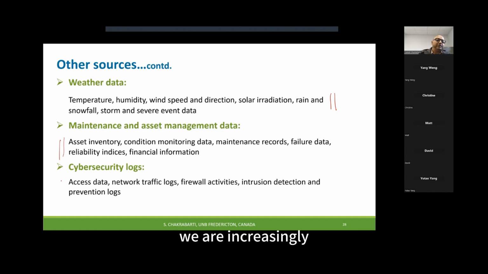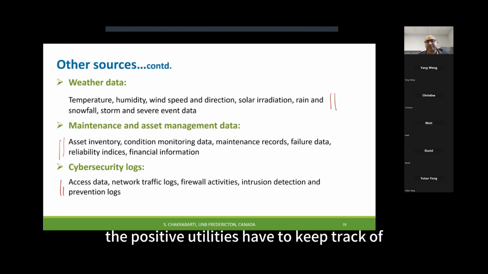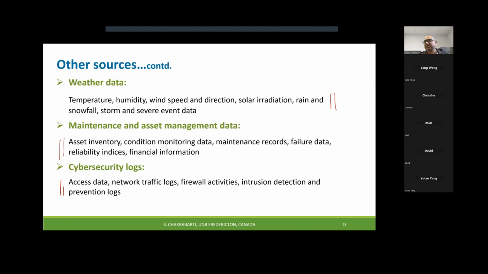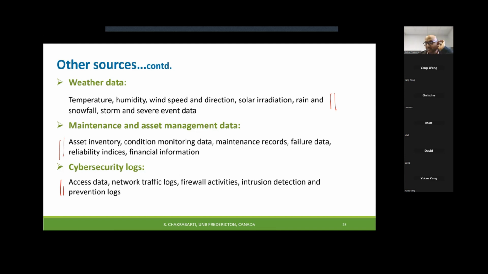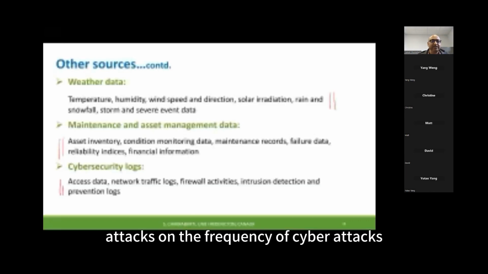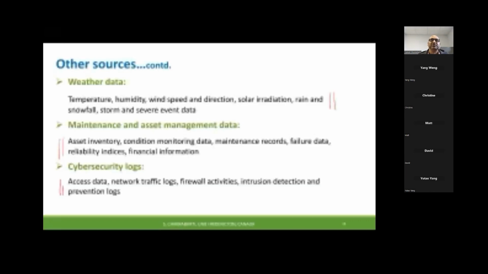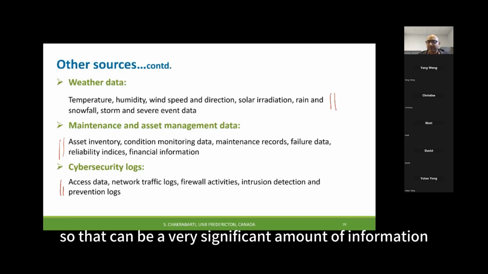We are increasingly at the hands of cyber hackers, so-called. So the utilities have to keep track of cyber security events or logs. That also may generate a significant amount of data. You will be surprised to know the amount of cyber attacks, or the frequency of cyber attacks, a utility usually receives. So that can be a very significant amount of information.